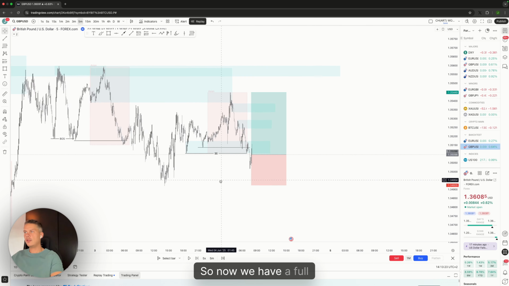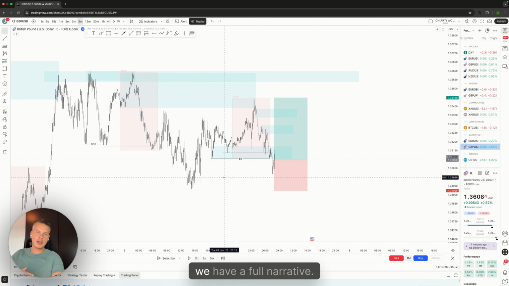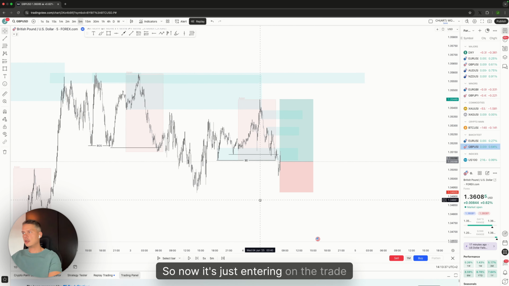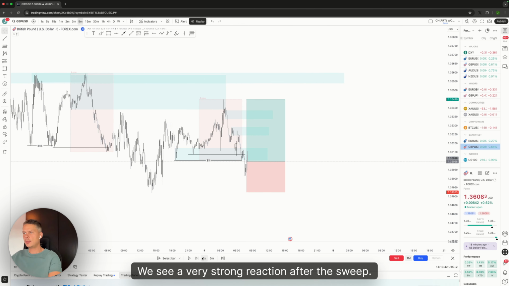So now we have a full story. We have a full narrative. The narrative is sellers are coming into the market and early buyers were trapped, but now are swept. Easy, right? So now it's just entering on the trade, in which I did. We see a very strong reaction after the sweep. Let's see how price is going to play.